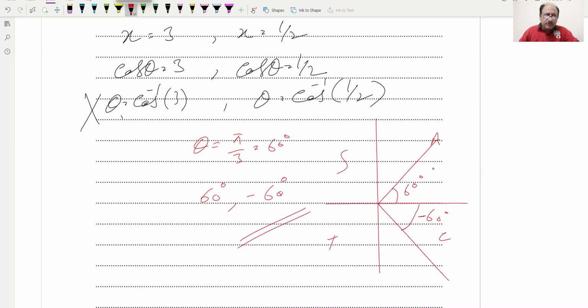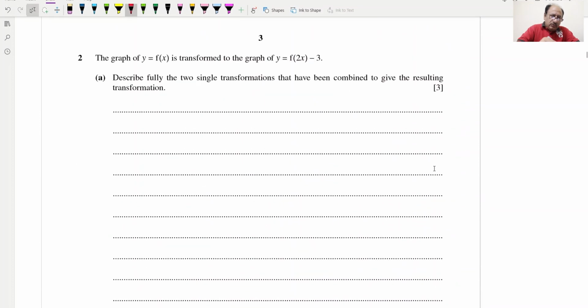Hopefully you understood this. Now question number 2 says the graph of y is equal to f of x is transformed to the graph y is equal to f of 2x minus 3. Describe the two single transformations that have been combined to give the resulting transformation, and this is a 3-mark question. Now we know that f of 2x is what? This portion is a horizontal compression by scale factor 2.